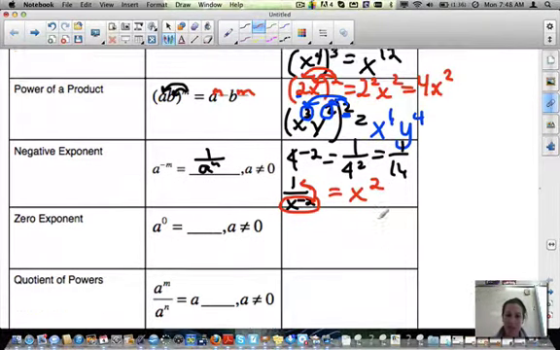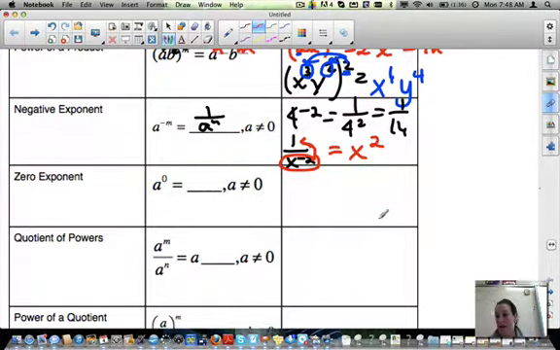All right, zero exponent rule. Anything to the 0 power is 1. Doesn't matter what it is. I could have xy inside parentheses to the 0 power, and that equals 1. I could have 4 to the 0 power. It equals 1.